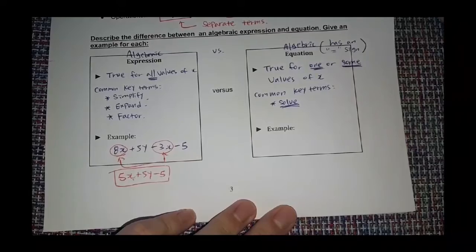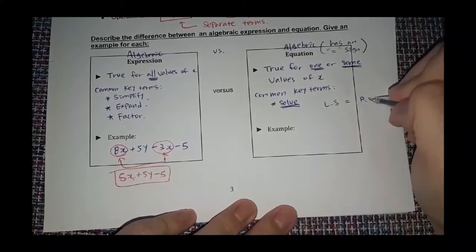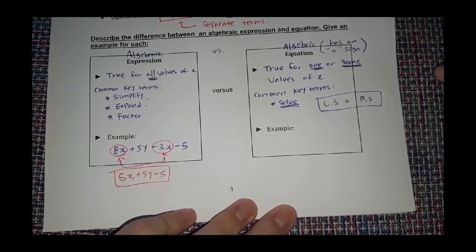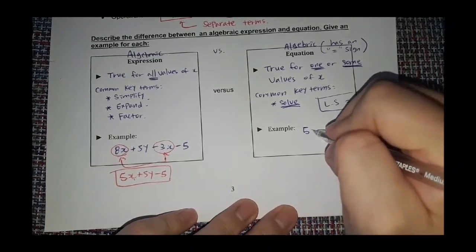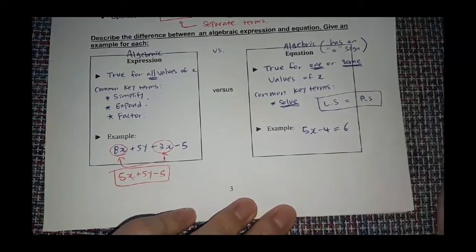For the left side and right side. So in an equation, you have something on the left side, something on the right side, and you are dividing left side and right side by creating an equal sign in between. An example can be like 5x minus 4 is equal to 6, something like that.